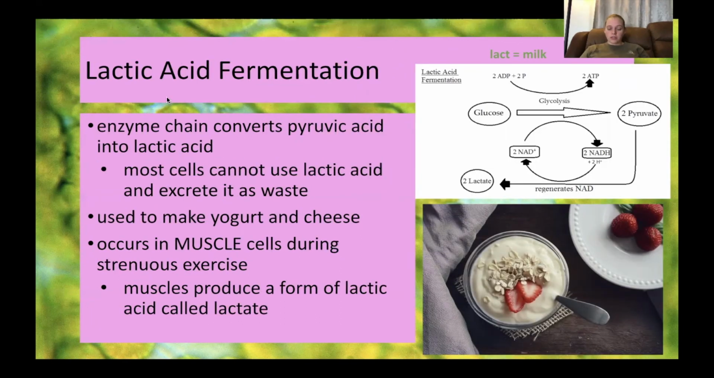So there were 2 types of fermentation that we needed to look at, and we'll look at lactic acid fermentation first. This is where we are going to take that pyruvic acid through an enzyme chain that's going to convert it into lactic acid. Most cells can't use lactic acid and they get rid of it as waste. This occurs during your muscle cells when you're going through strenuous exercise. If your muscles aren't getting enough oxygen to continue to go through aerobic respiration, then they're going to switch to going through lactic acid fermentation. That lactic acid is this milky white substance that sits on top of the muscles and makes them sore.